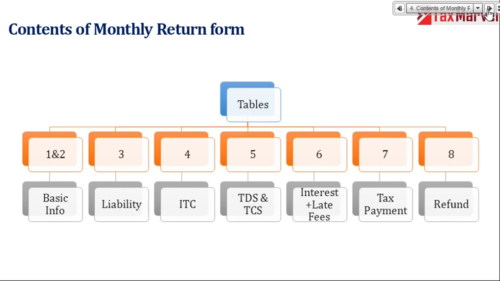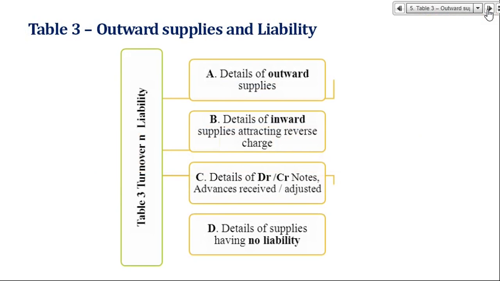Now we'll move on to the next part, friends. What is my outward? So one is normal B2B, B2C, export with payment of tax. Then my RCM inward. RCM inward can be import of goods, import of service, normal reverse charge. Then I will have debit note, credit note, and advances received and advances adjusted. And last, supply on which no liability, means nil rated, exempted, non-GST outward supply. Now see here, friends.